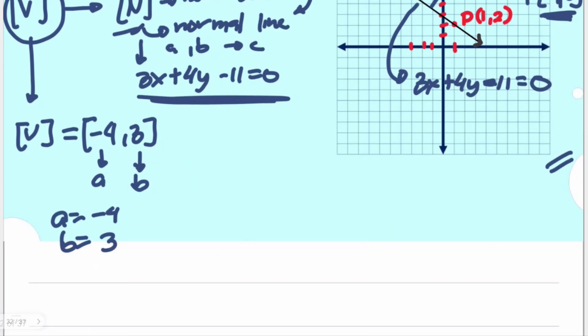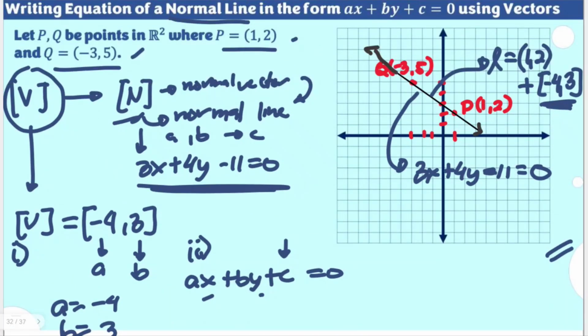Okay, so this is our A and B, and since we're targeting ax plus by plus c equal to 0, this is now our first step. The next step is identifying the value of your C. Because this time we need to complete this to get the general form, ax plus by plus c equal to 0. But which x and y coordinates? Because we don't have a point yet on the normal line we're trying to look at. Now, our normal line is a perpendicular line.